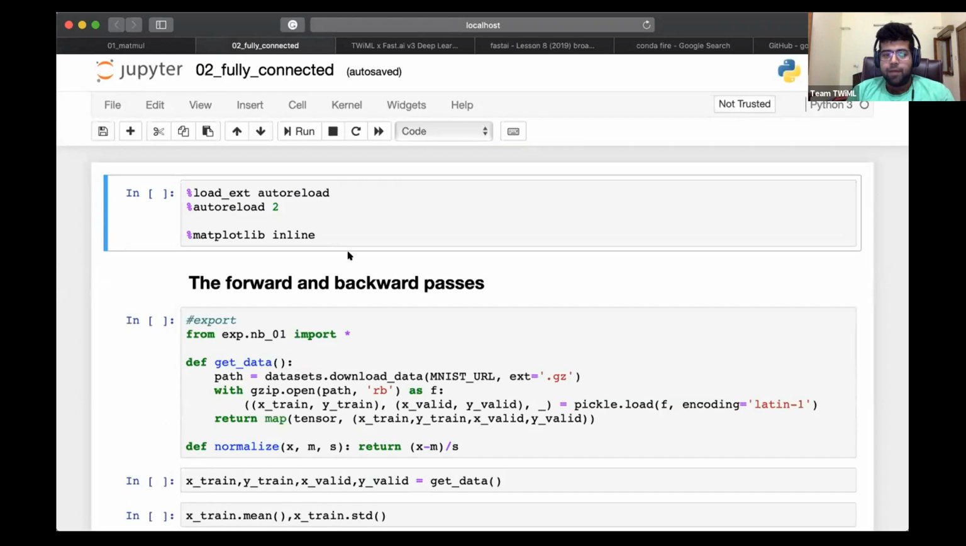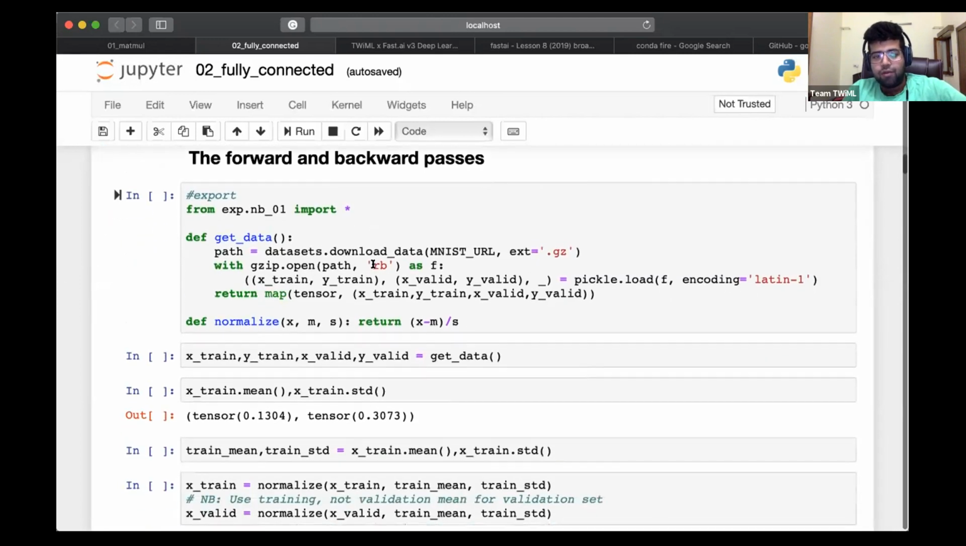So the next step in building a neural net is implementing a fully connected neural net where we do a forward pass followed by a backward pass. We're not going to be doing the training loop today. We're just going to make sure our input can be passed through the neural net and we can get the losses back from it. That's what this notebook is going to cover.